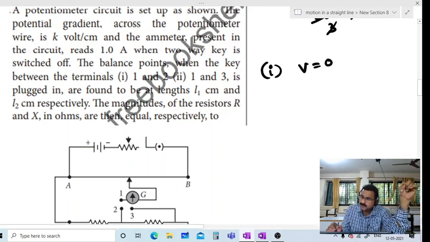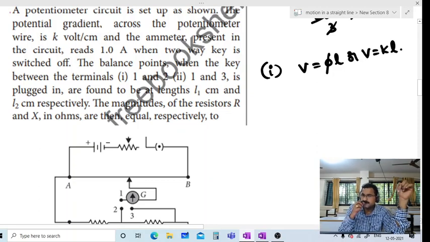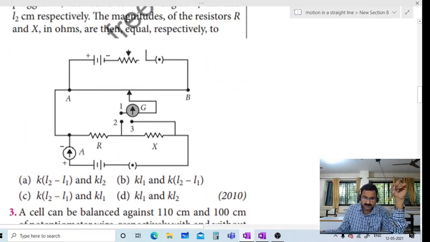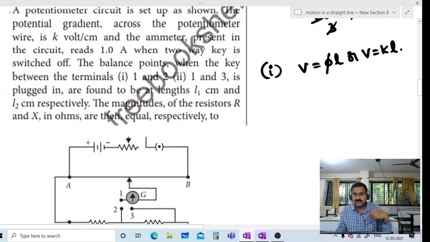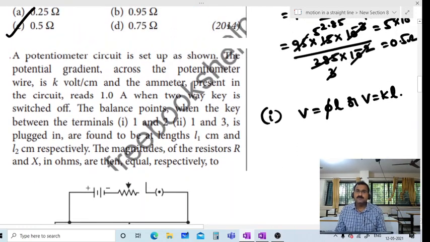V is equal to phi L only, where phi is K. I told you that we can take it as V equal to KL also. Your choice, whatever is required for you, that you practice, no problem. K or phi indicates potential gradient only. So now in the first case and second case, the symbol they used there is K only, the same thing we are following now. K is nothing but volt per centimeter, that is potential gradient only. So now the equation for that, I am taking V is equal to KL.